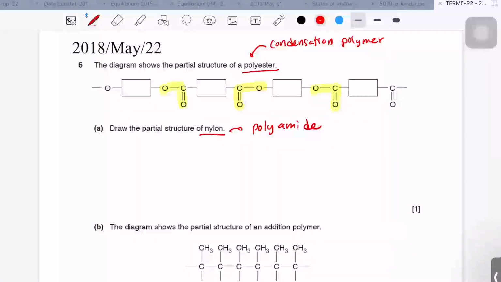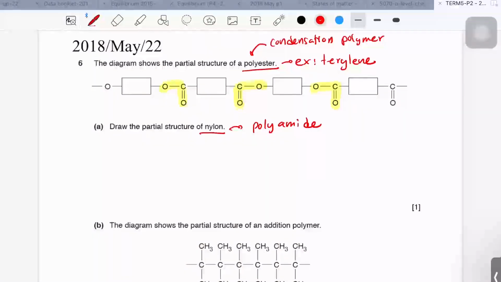So we have two polymers. Both are condensation polymers. We learn about two polymers that are man-made, synthetic. One is polyester, the other one is polyamide. So an example for polyester you can write down: Terylene. Terylene is an example of polyester. An example of polyamide is nylon.